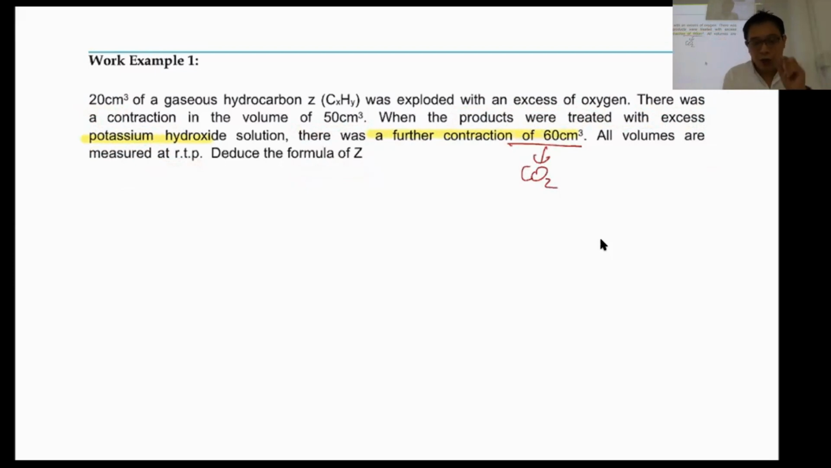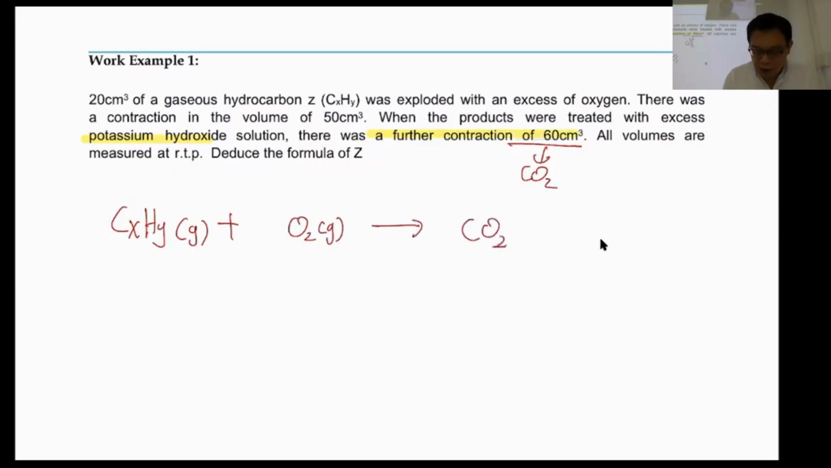What you need to do is write down step number 1. That is the hydrocarbon combustion process. CxHy, a gas, reacts with oxygen. And what does it give you? CO2 plus H2O. Now, keep in mind, CO2 is a gas, H2O is a liquid because it's room temperature. Now, there are times H2O can be a gas, so it depends on the conditions.